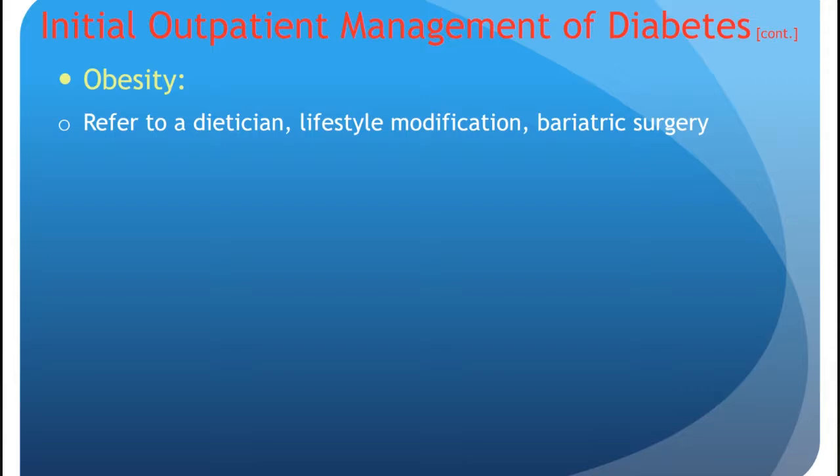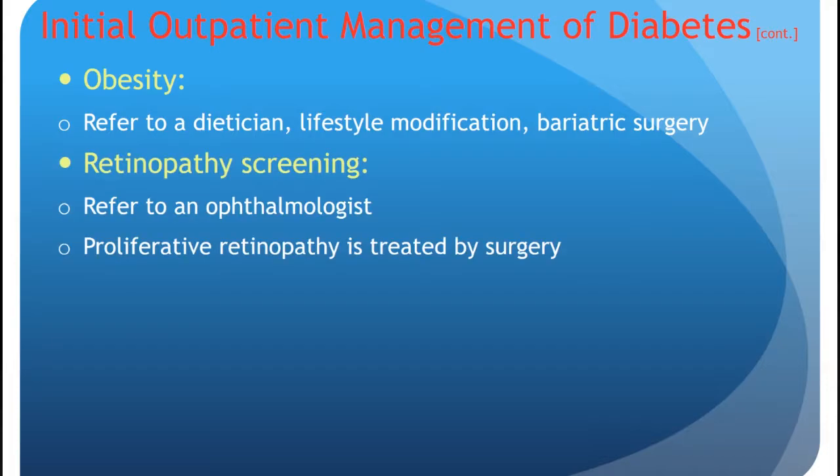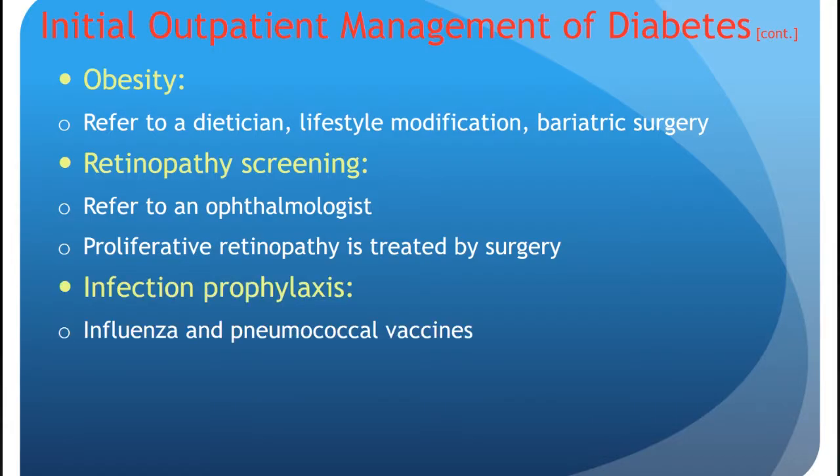So you have to refer your patient to a dietitian. You have to advise for lifestyle modification, even up to bariatric surgery. You have to do something for the patient's weight. Retinopathy screening. Refer the patient to an ophthalmologist to check his retina, because proliferative retinopathy needs to be treated. Infection prophylaxis. Don't forget, these patients are very, very vulnerable to infections. So let your patient be on top of his vaccinations, especially the flu and pneumococcal vaccines.